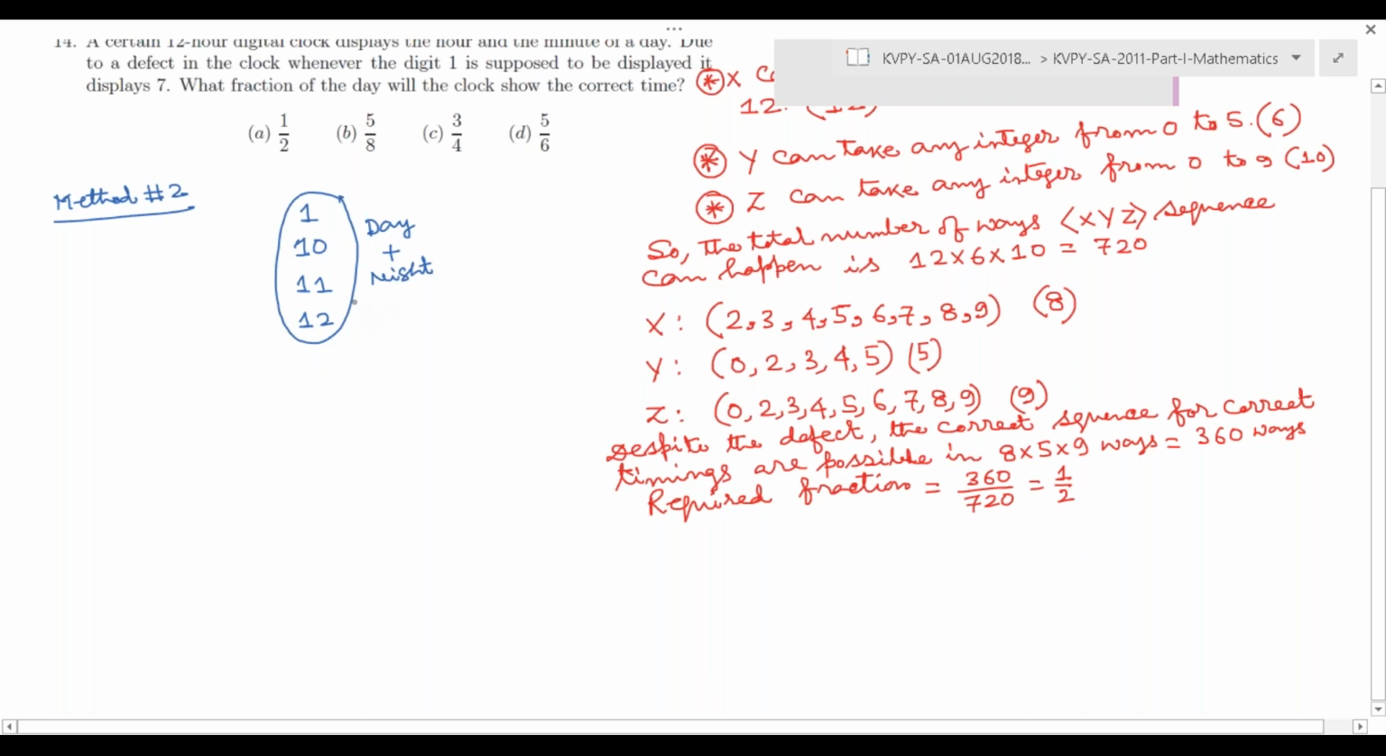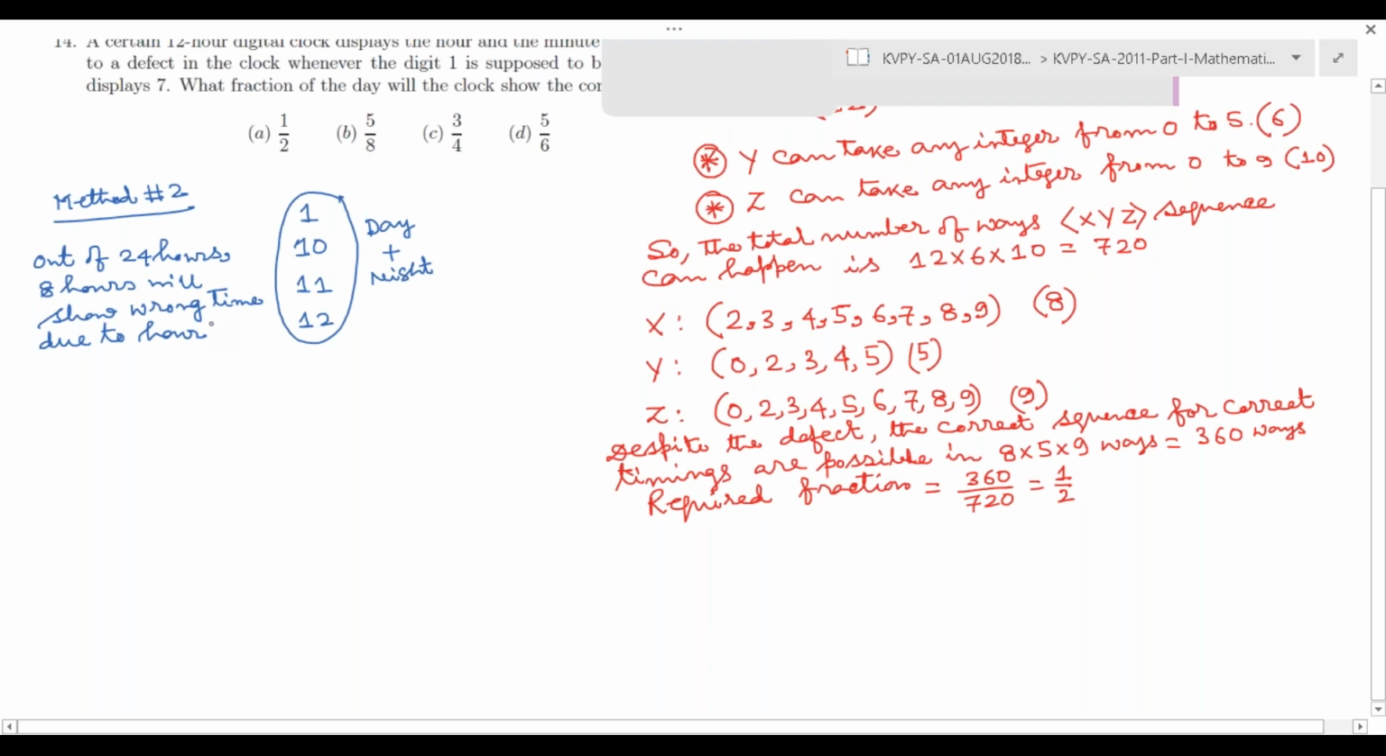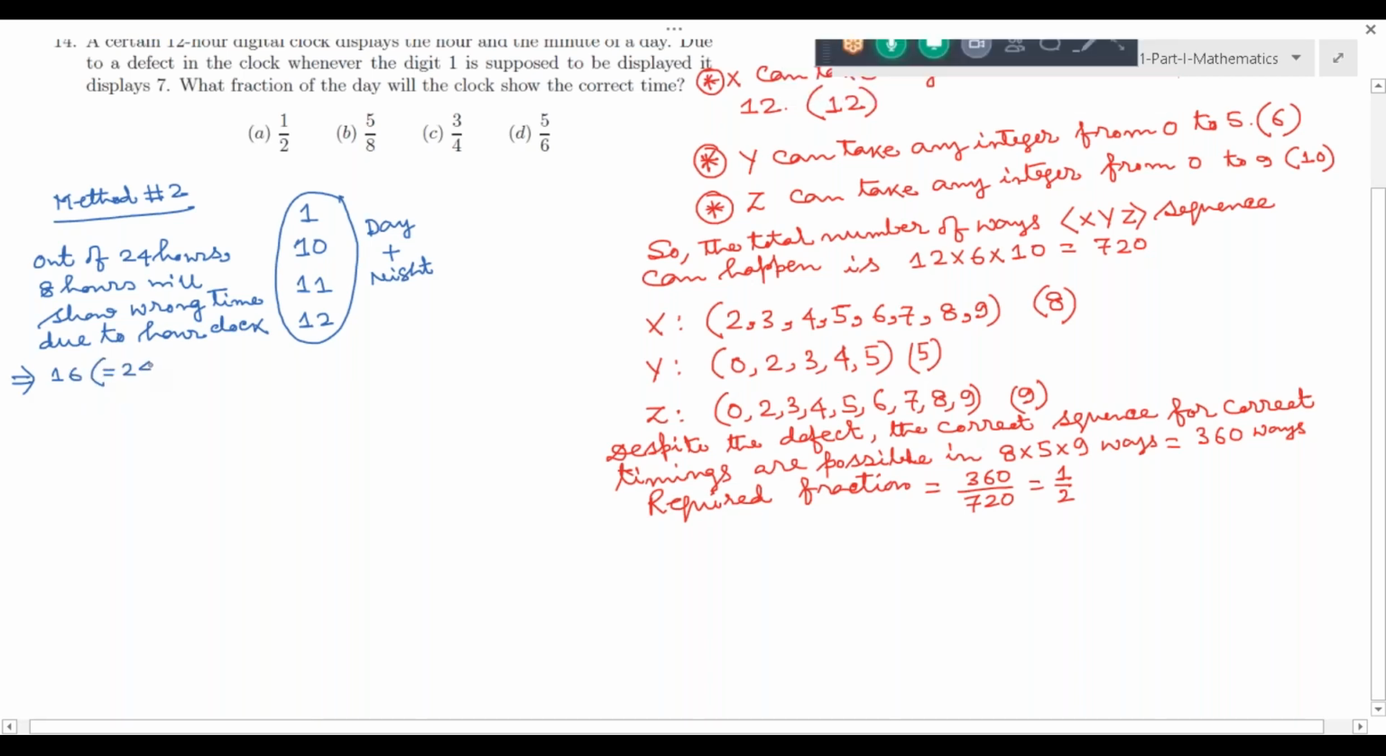So if I write it here: out of 24 hours, 8 hours will show a wrong time due to our clock. So that implies 16 hours, sorry, 16 hours, that is equal to 24 minus 8, 16 hours will show correct timing.